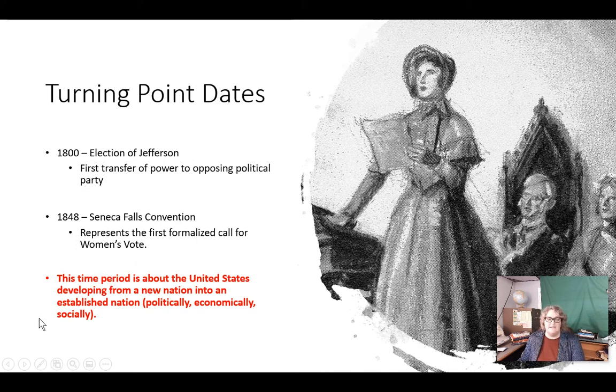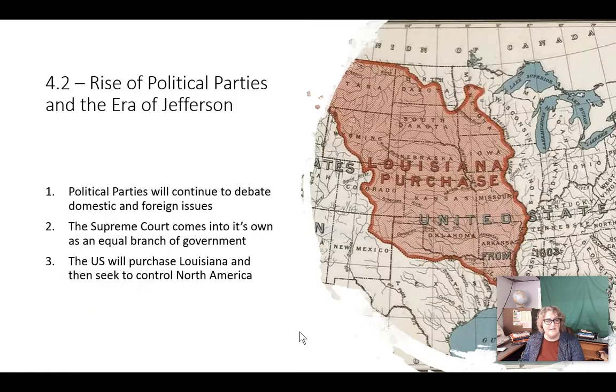So this time period is all about the United States developing from a new nation into an established nation. So we're going to be looking at the big ones: politically, economically, socially. We'll also be looking at things like American identity and geography. We're going to see land added to the United States during this time period. So let's go through the topics for this unit, and I just want to give you kind of an overview for each of the topics.